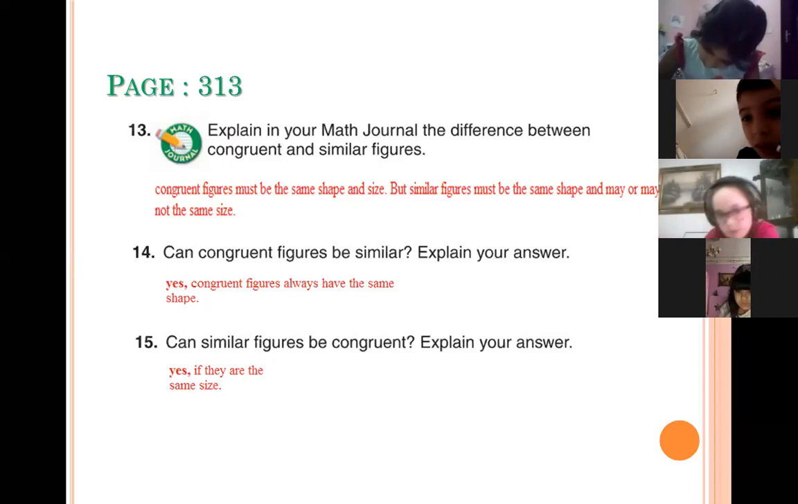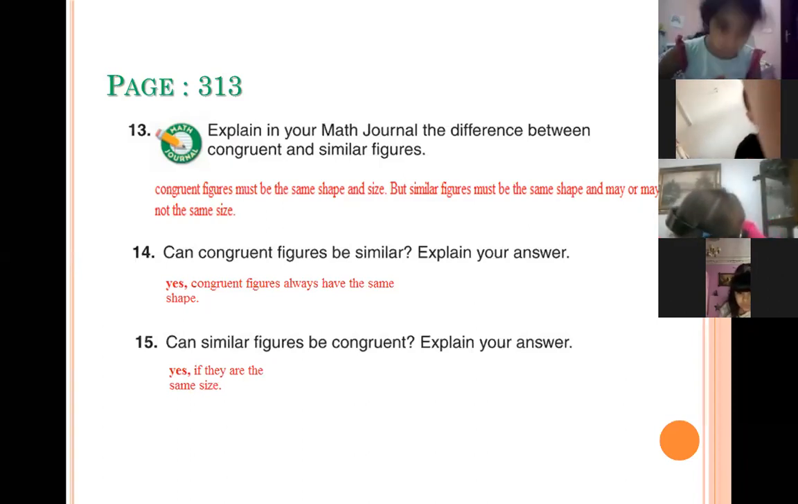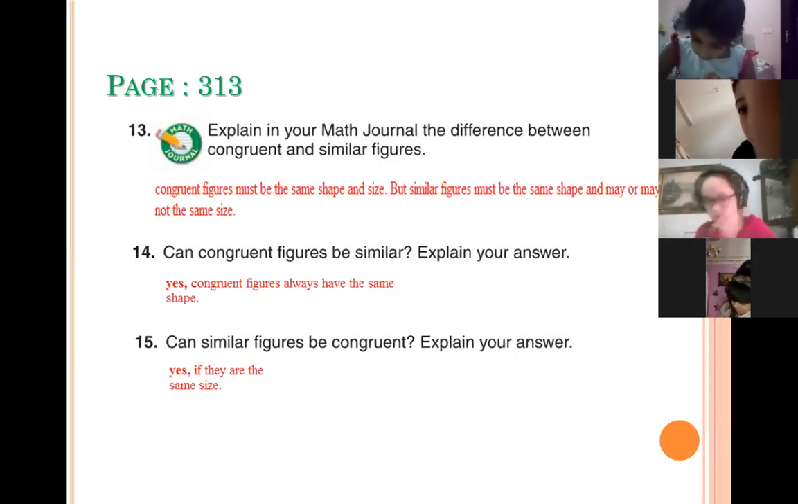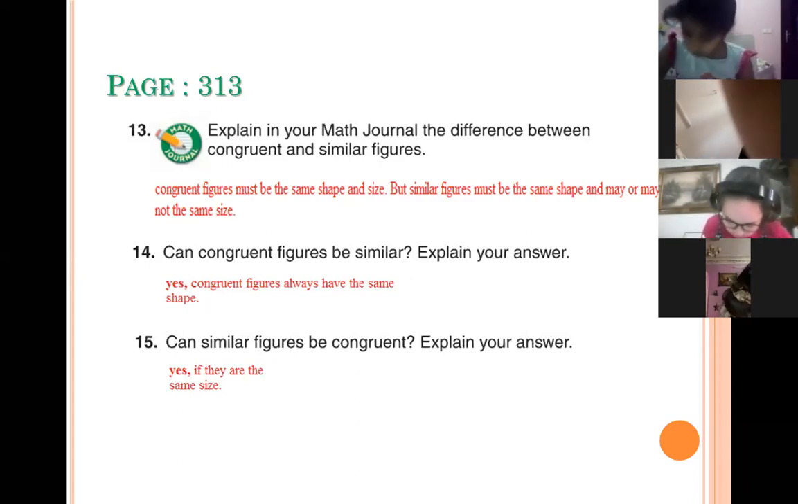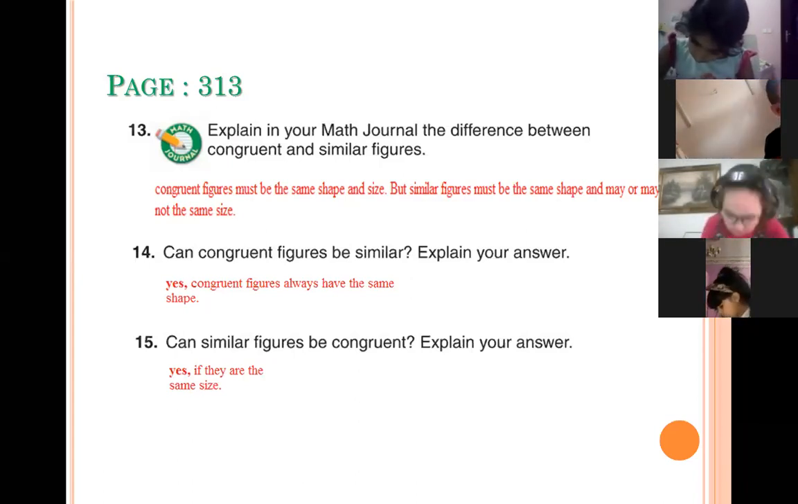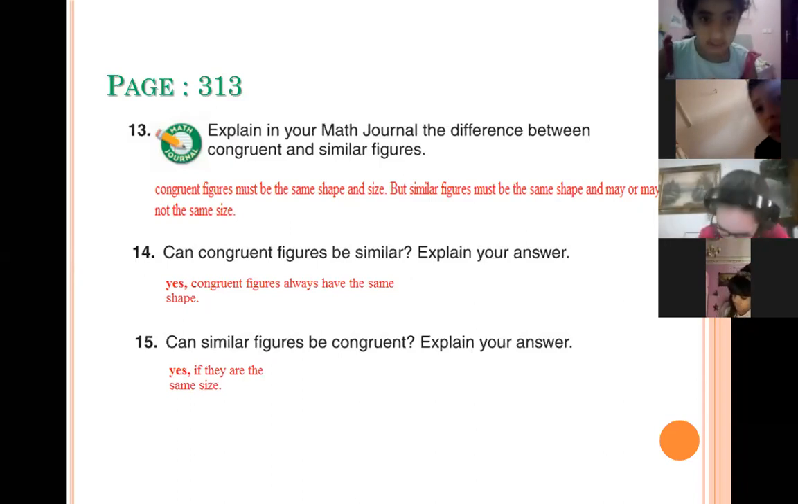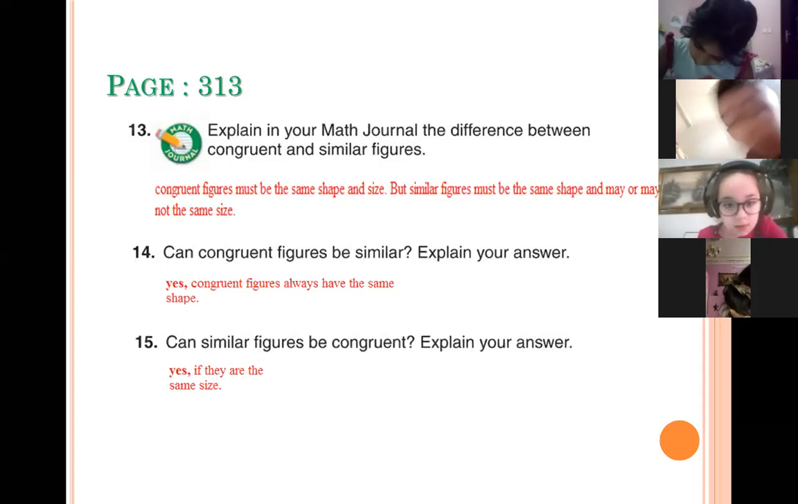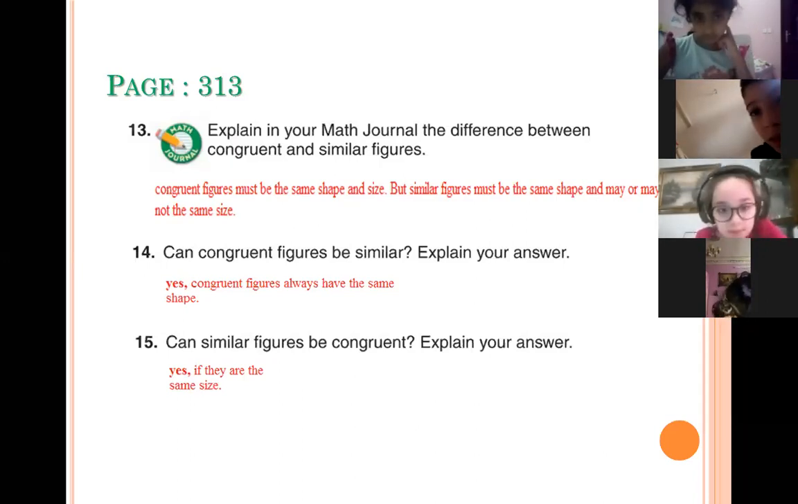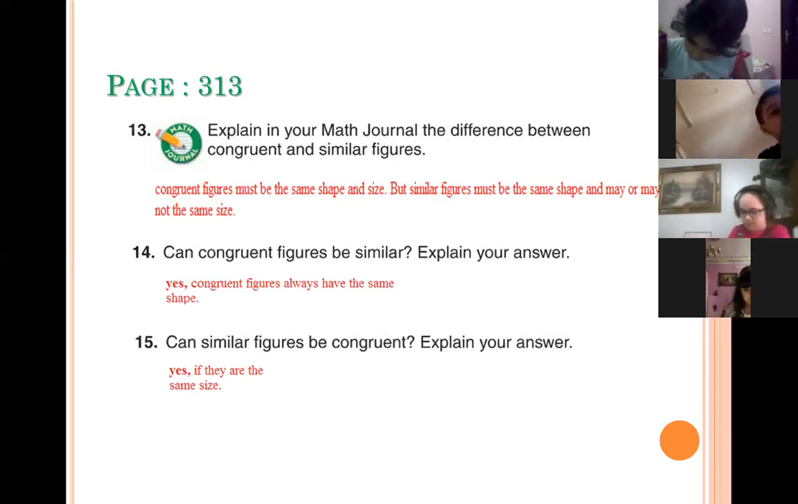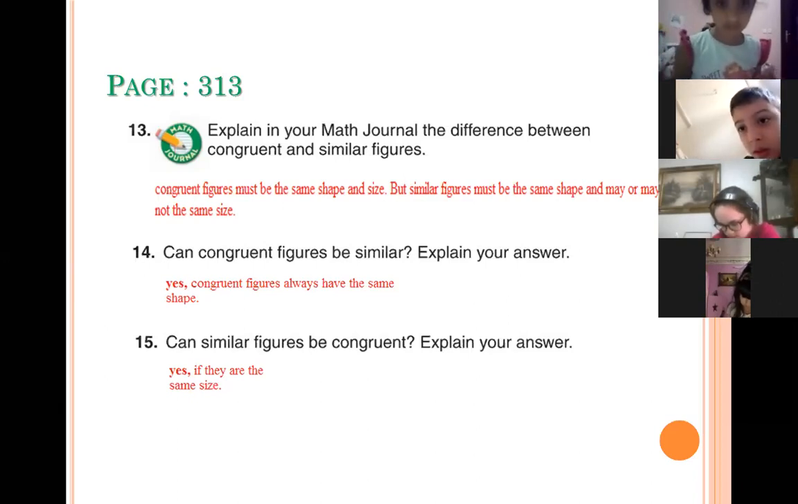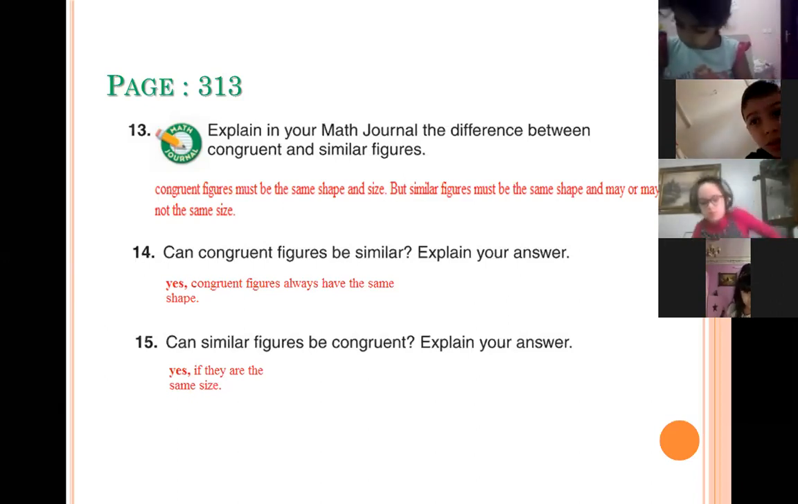So, explain in your math journal the difference between congruent and similar. We said congruent figures must be the same shape and size, but similar figures must be the same shape and may or may not be the same size. Can congruent figures be similar? Explain your answer. Yes, congruent figures always have the same shape. Can similar figures be congruent? Yes, if they are the same size. I will send you the answers.